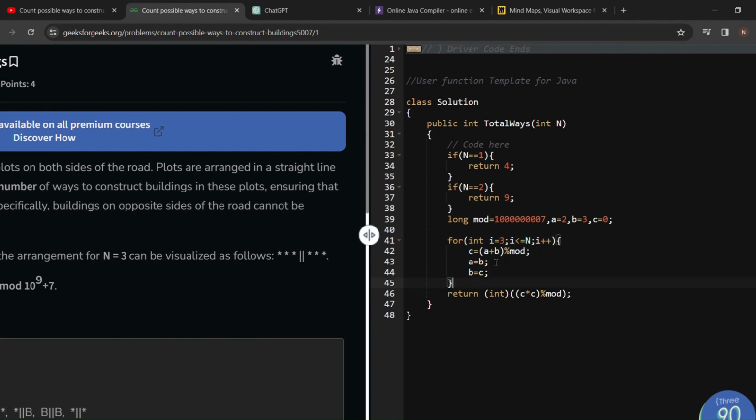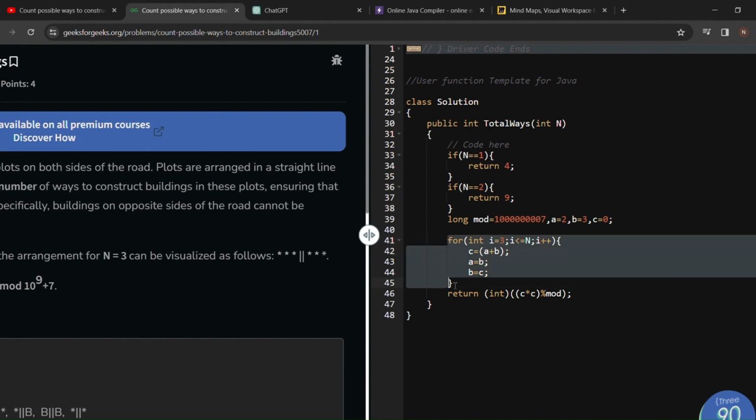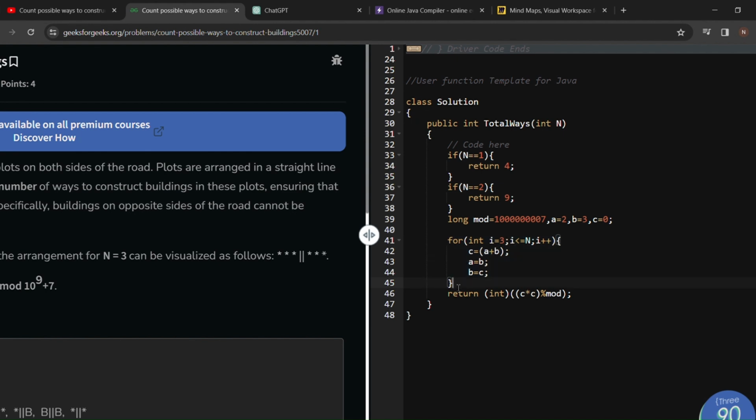If you remove this mod, then you will be able to see that this is nothing but a Fibonacci series, where in the explanation I explained that the series made by this problem is going to be Fibonacci, and we are going to use the Fibonacci series. That's why I have used this Fibonacci series here. And then this is mod. Why have I used mod? Because if you increase the value of n, the value of c is going to be very large. That's why I have used mod.